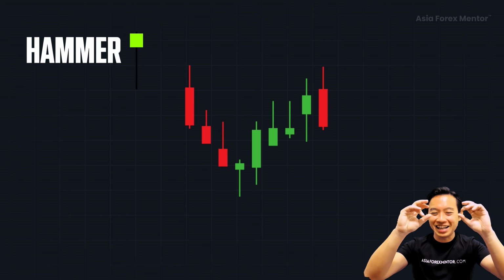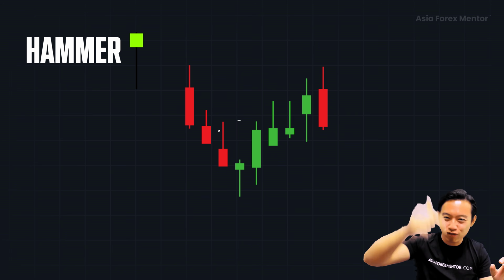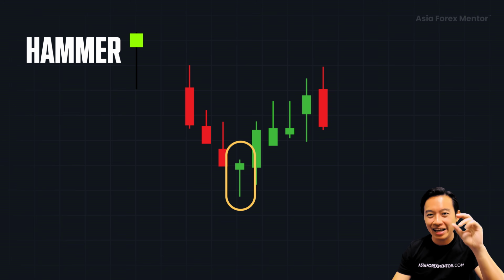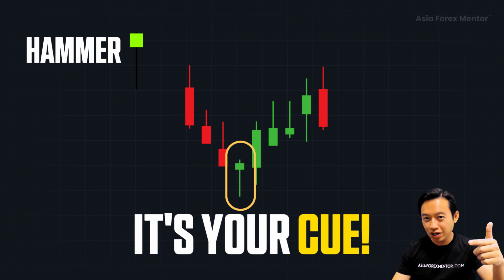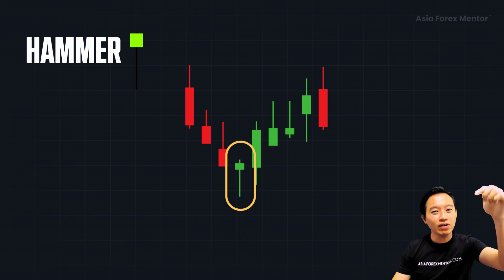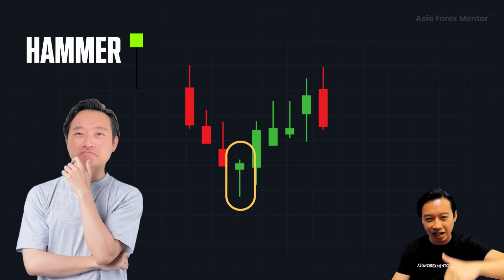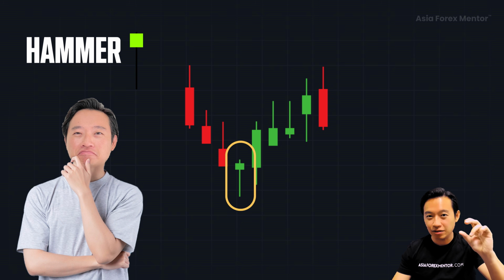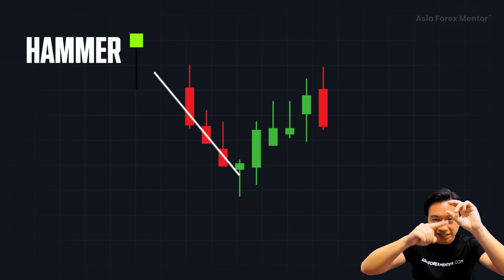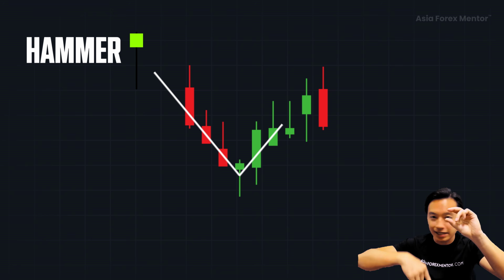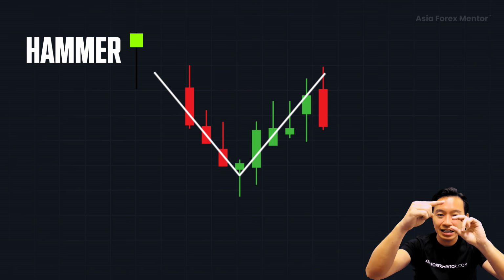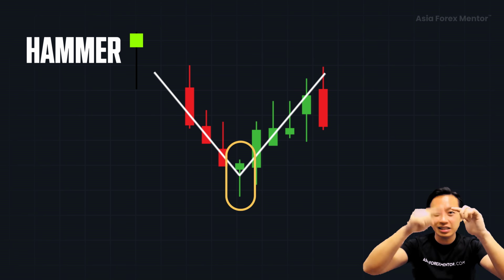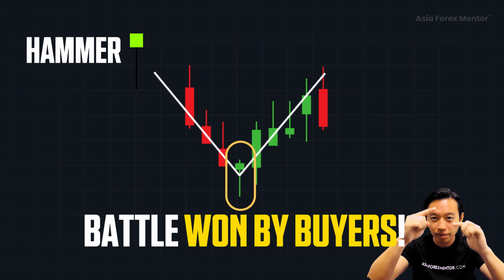The hammer is like the market. It took a punch, hit the floor, but it got back up strong. When you see this pattern at the right spot, it's your cue that the buyers are stepping in. When the sellers try to crush the price and bring it down, the buyers fought back and took control. That's where you get a hammer candle, with a clear sign of rejection, where price dips and then snaps back up and closes higher than it opened. So this is not just a candle. This entire thing is a battle that is won by the buyers.